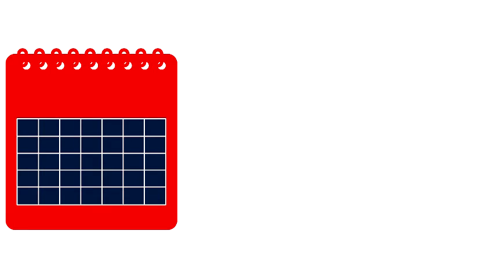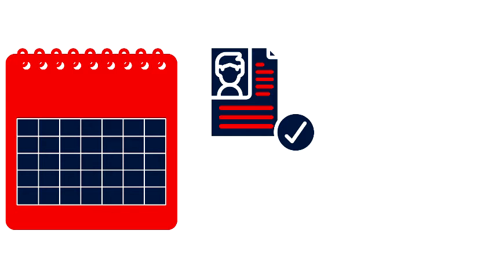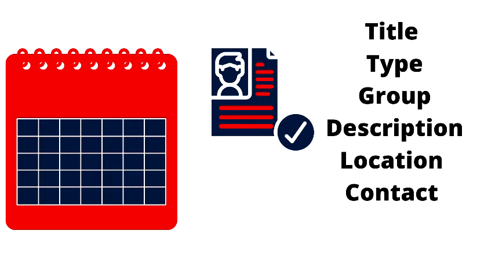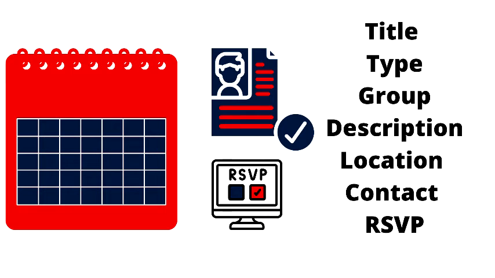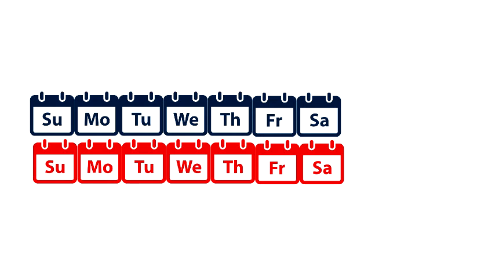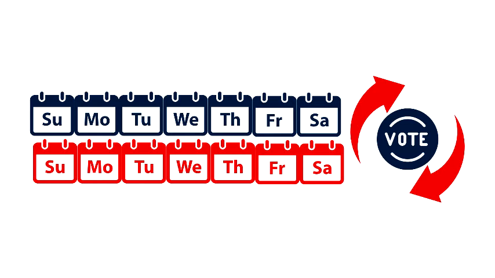Volunteer opportunities are managed through a volunteer calendar. Each opportunity has a title, type, group, short description, location, contact information, RSVP link, and the date and time that the opportunity will occur. The campaign plans the volunteer calendar 2 weeks in advance and maintains it throughout the entire election cycle.